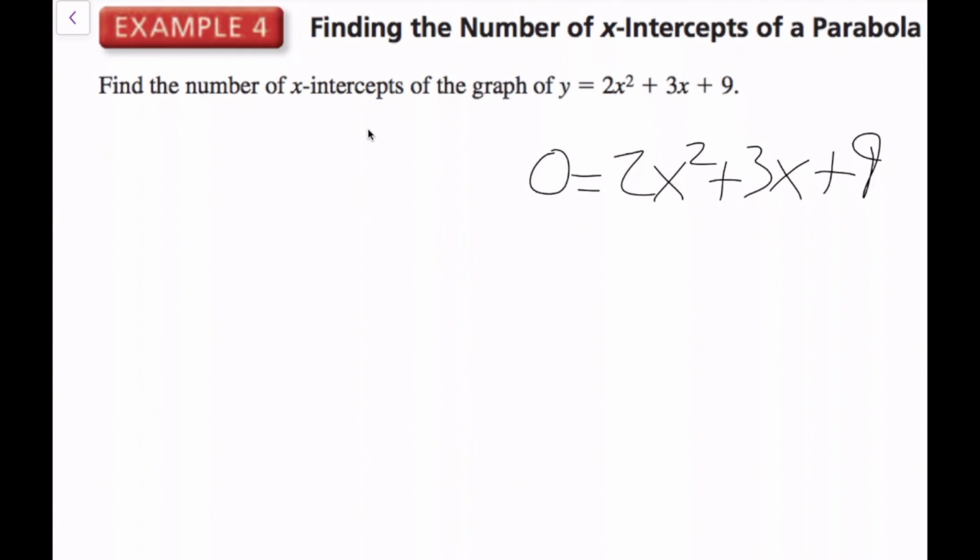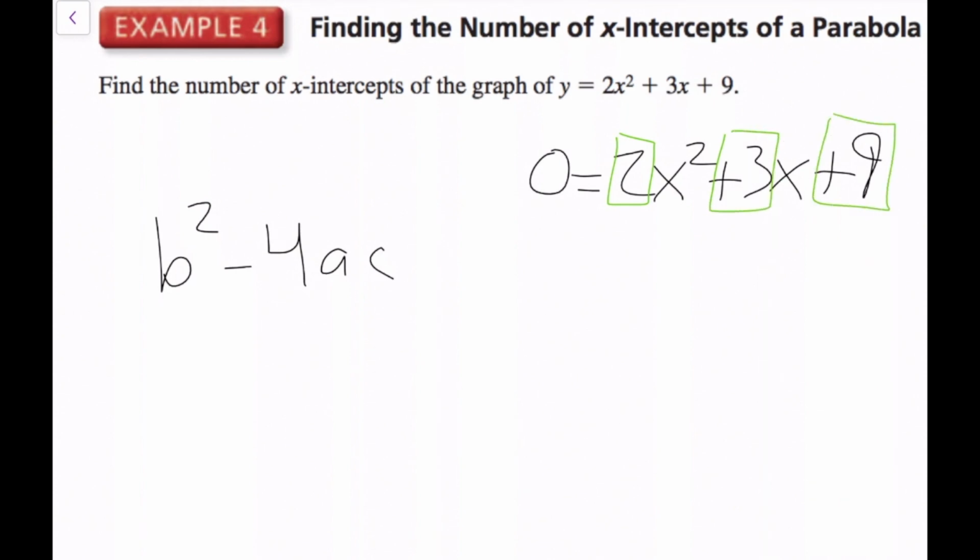And if you remember, to determine the number of zeros, or the number of real solutions in this case, we just have to use the discriminant. So that is b squared minus 4ac. So I will identify my values. This is a, then positive 3 is b, and then positive 9 is c. So I'll plug those in. So I get 3 squared minus 4 times a, which is 2, times 9.